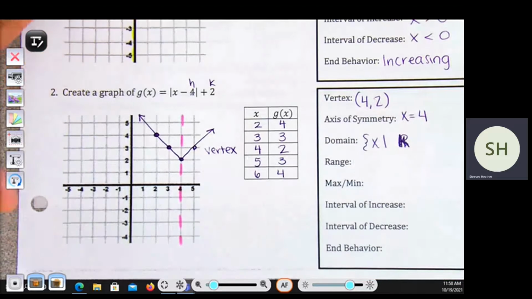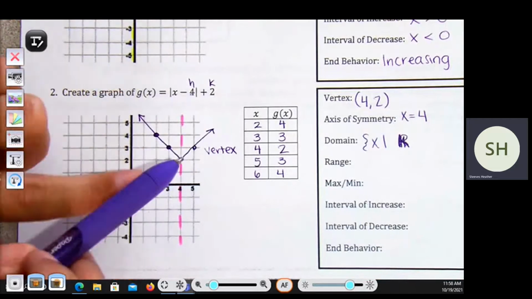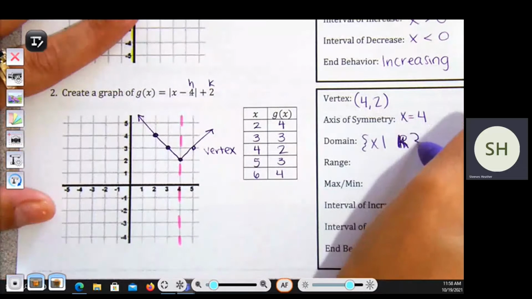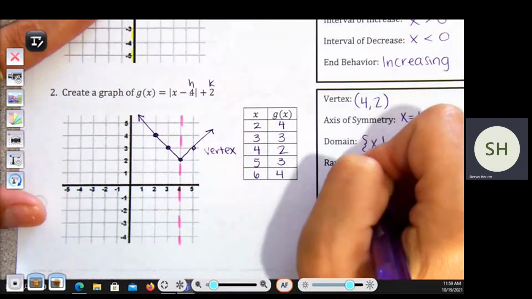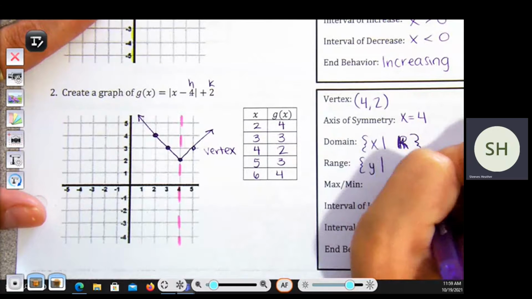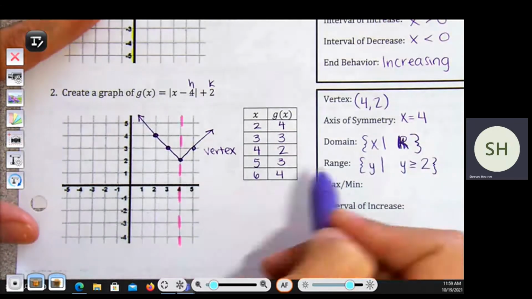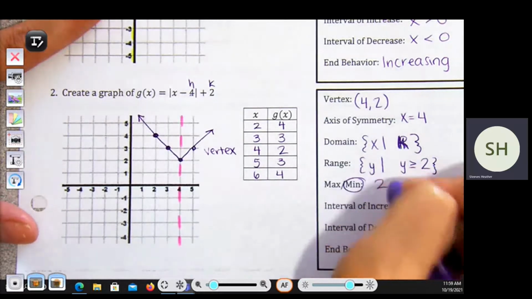Now for the range, you're talking about the graph, so it's opening up. So is it going to be greater than or less than? y is greater than or equal to 2. Y has to be greater than or equal to 2. Is this a minimum or a maximum? It is a minimum. What is the minimum? 2. That's the lowest it's going to go.